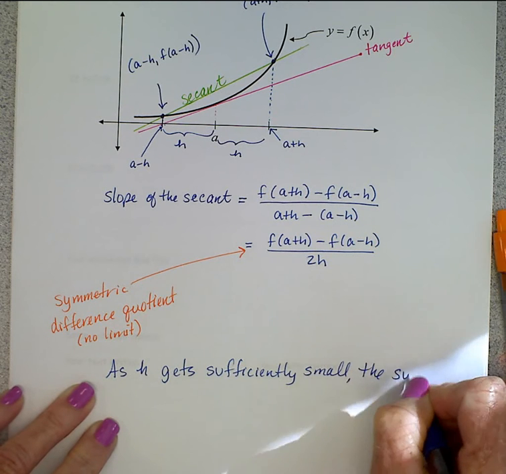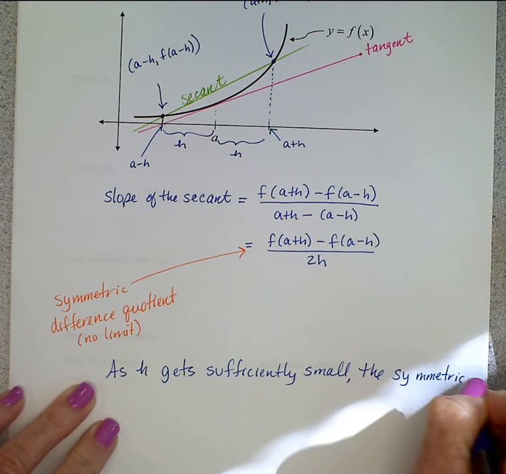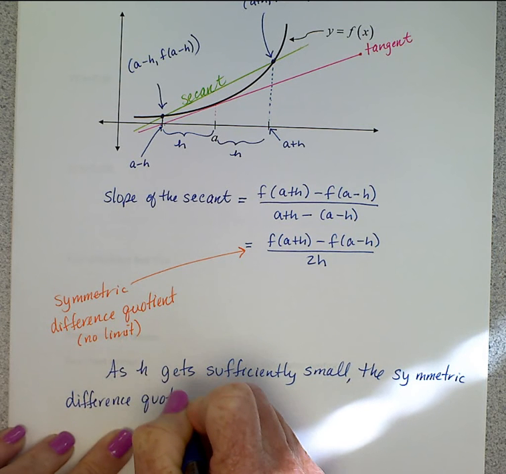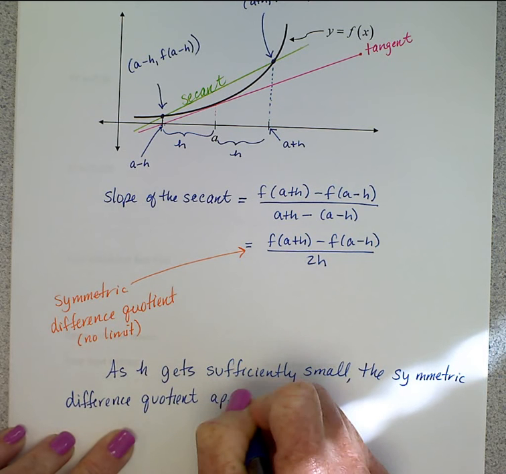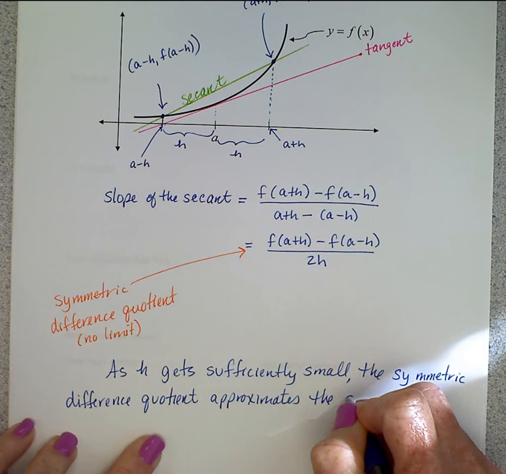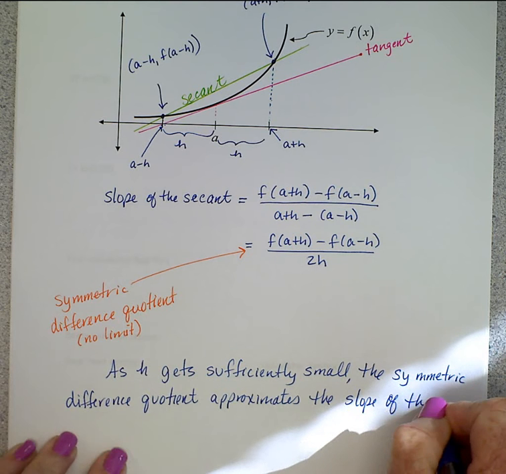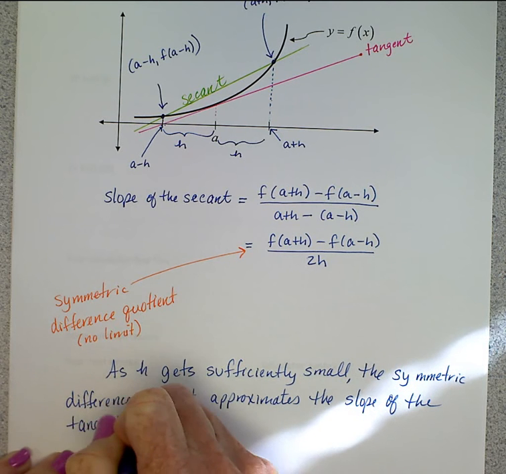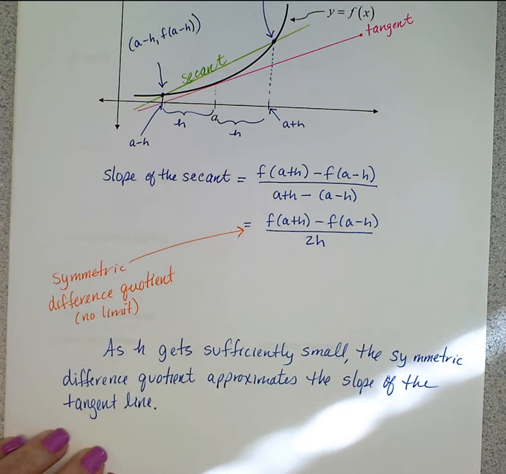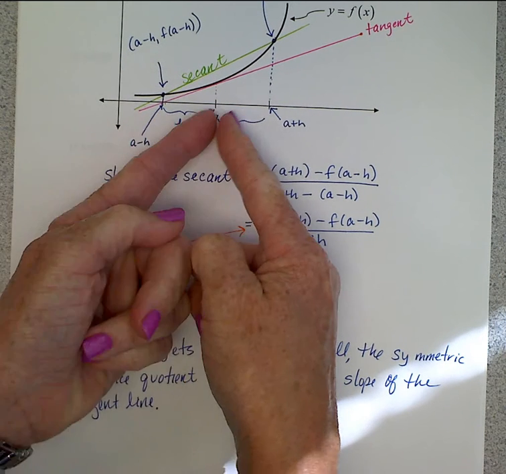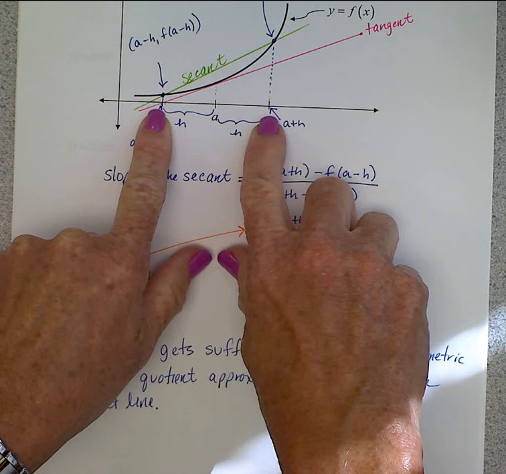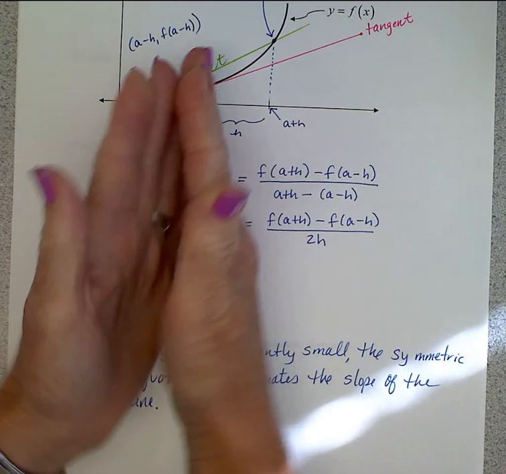the symmetric difference quotient approximates the slope of the tangent line. Very similar to what we were doing before. Very, very similar. Instead of going just in one direction, we're going out in two directions. Why is it called the symmetric difference quotient? Because you're going the same amount on both sides. You're going h on both sides. So there's symmetry going on here.